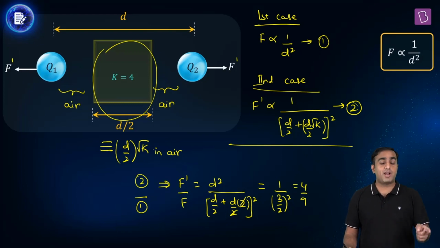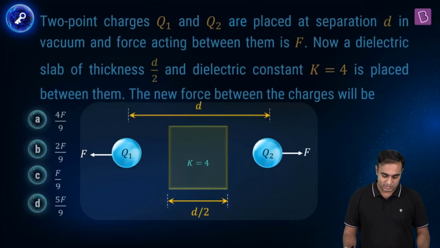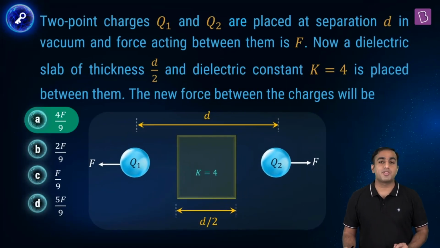So what is f prime in terms of f? It is 4 by 9 times f. That's your final answer. Look at the options now. The correct one happens to be A.